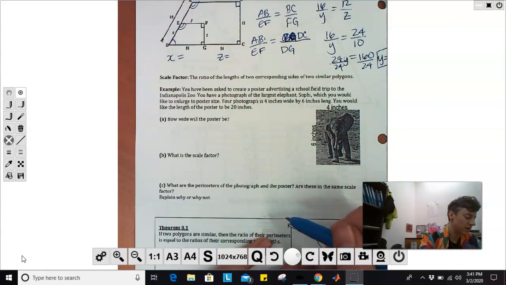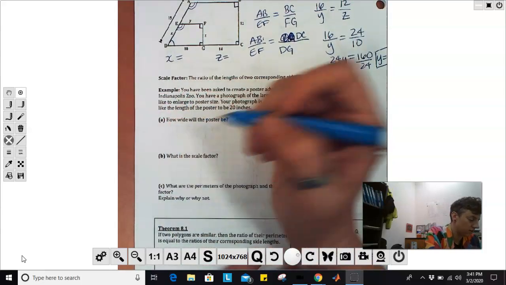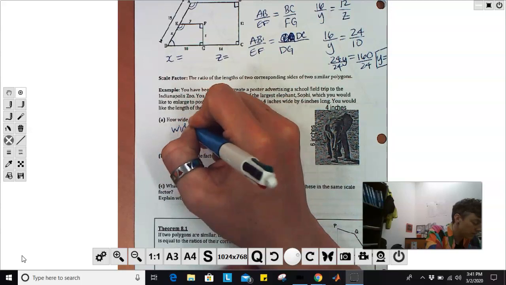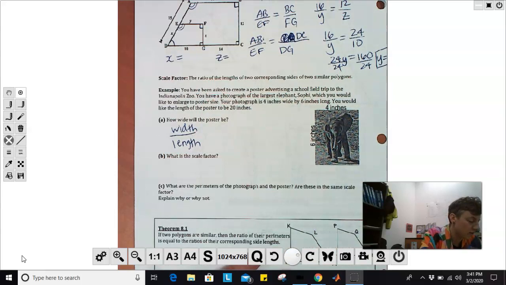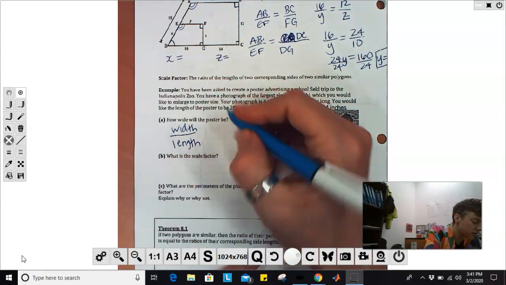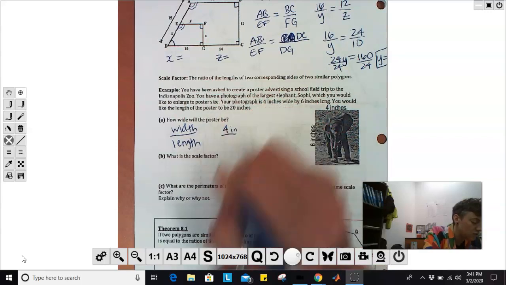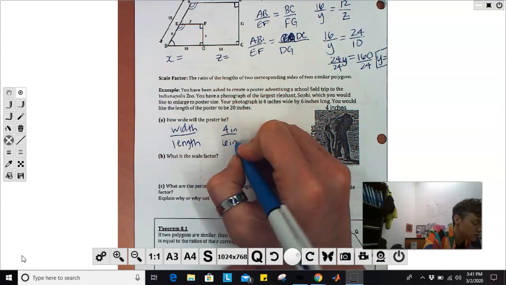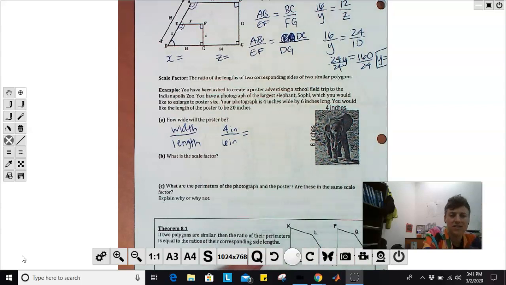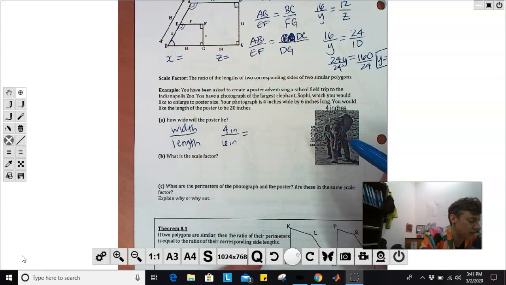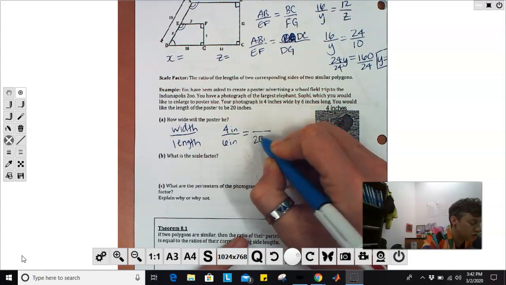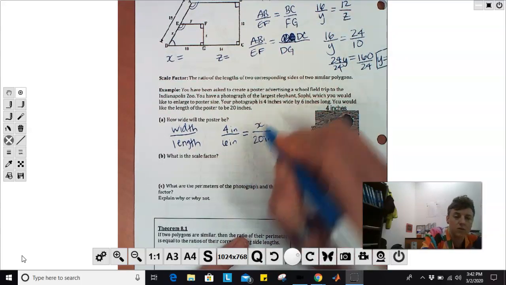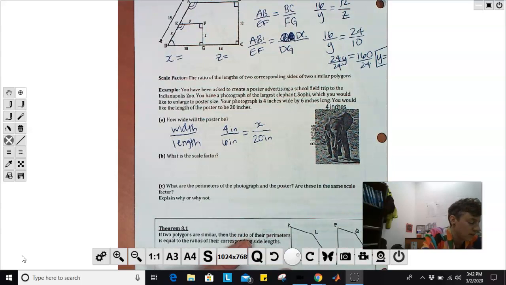Well, let's set it up. Let's do width over length for both of these things. We've got the width of the photograph. Let's do that first. That's 4 inches over 6 inches. That will be equal to, because it will be in the same proportion or same ratio as the real poster, where the length is 20 inches. So the width is the thing we're solving for. Let's do some cross multiplying.